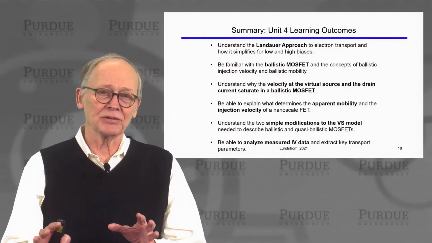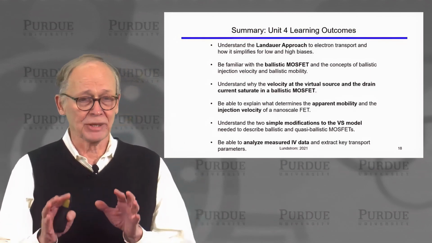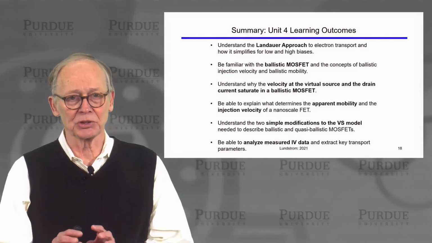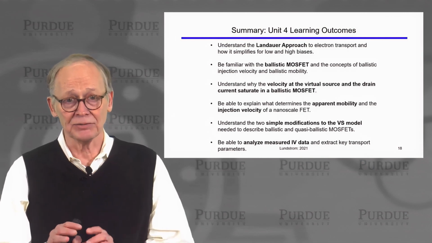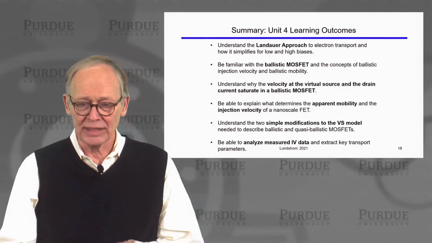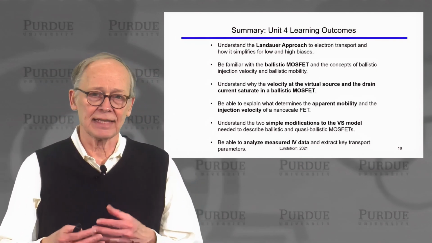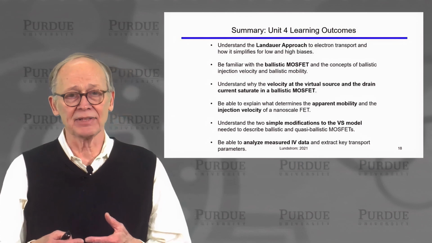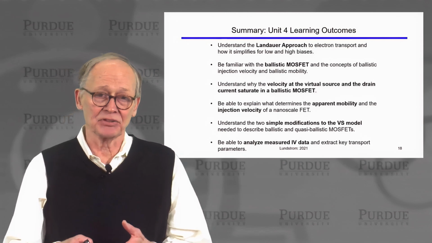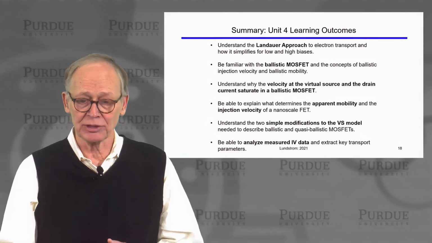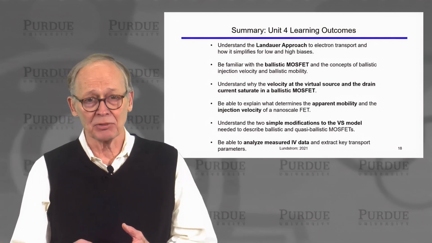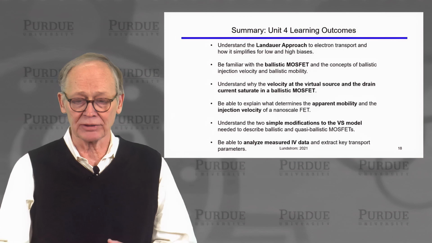Okay, so let's summarize what we've learned in Unit 4. We developed an understanding of this Landauer approach to transport, which allows us to treat both ballistic and diffusive transport and transport in between those two limits. We discussed the ballistic MOSFET and developed some familiarity with what the IV characteristics of a ballistic MOSFET would look like. The concepts of ballistic injection velocity and ballistic mobility were introduced. We discussed how velocity saturates in a ballistic MOSFET at the virtual source and why the drain current saturates.